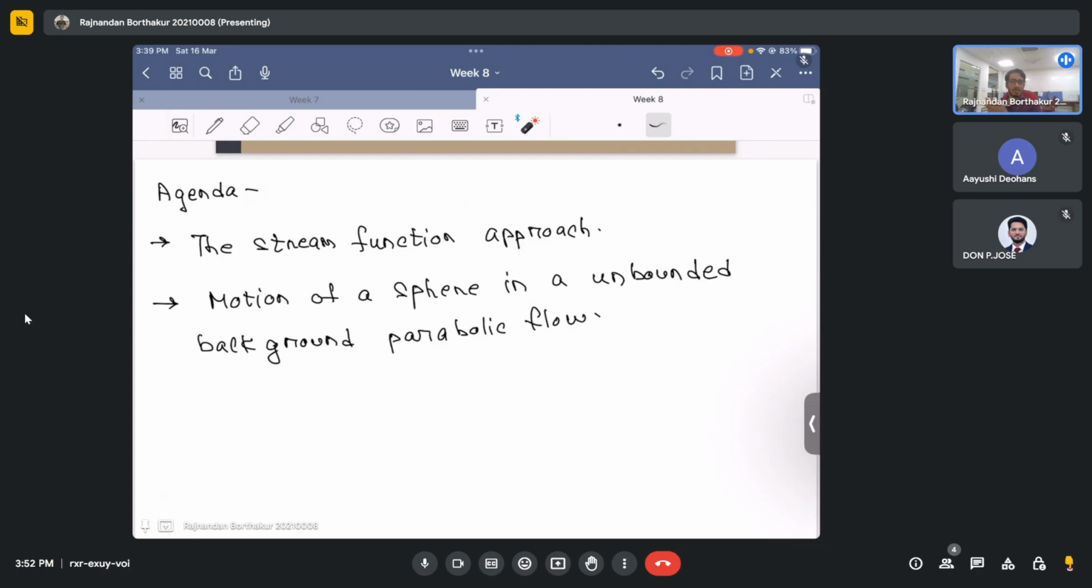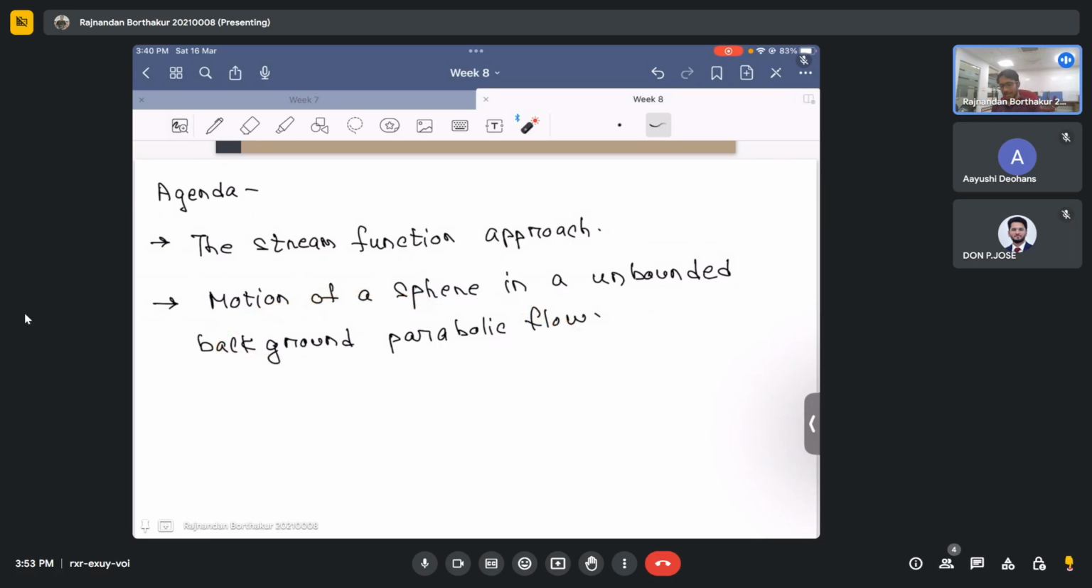Okay, this is something that you have solved. This is that famous Stokes drag force that you basically do. Here, instead of calculating the drag force, we will allow the sphere to move. Then we'll try to calculate the velocity of the sphere if the external forcing generated by the background flow balances the drag force.